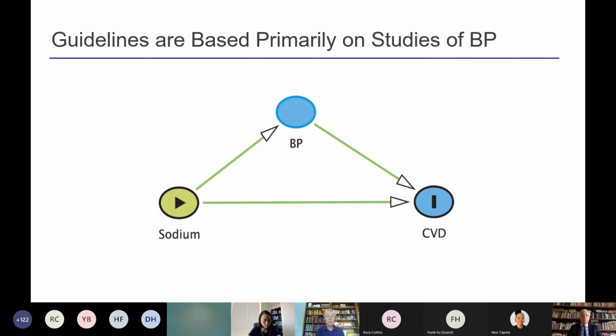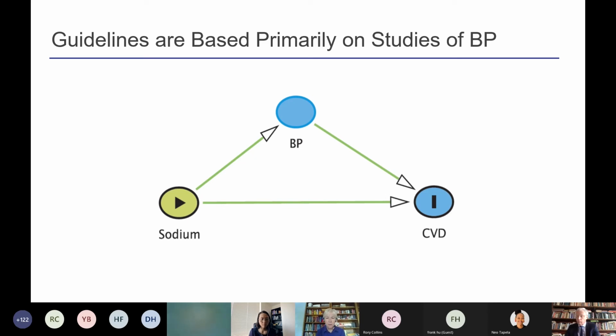So what are these guidelines based on? Why are they so low? Well, they're based on studies of blood pressure primarily, thinking that sodium leads to changes in blood pressure, which affects cardiovascular disease. However, there are also thought to be more direct effects of sodium on cardiovascular disease as well.